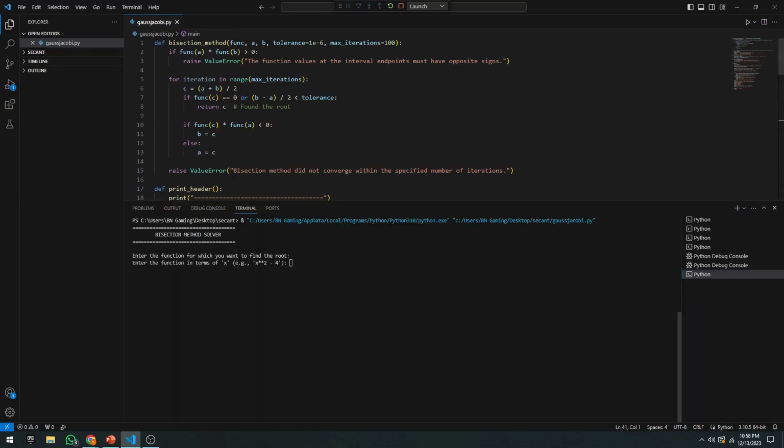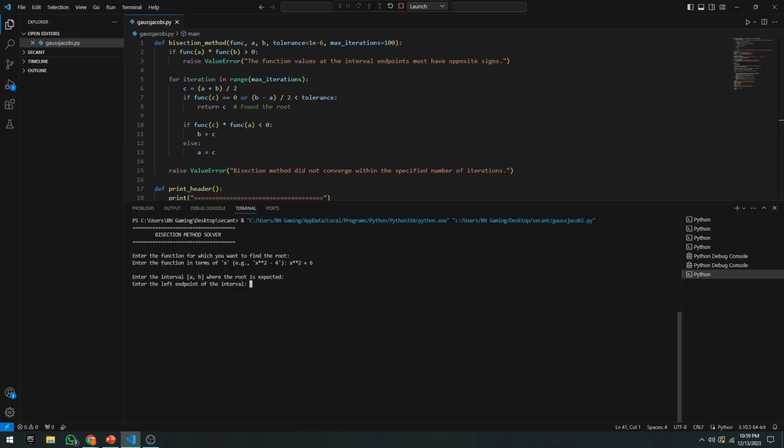So since we run it, it's going to ask us to enter the function in terms of x. So any function that has x in it. So for example, we write the function x square minus 2x, or let's just keep it at 2. Let's just change it to 6, x square minus 6. Let's actually just change the sign, plus 6.